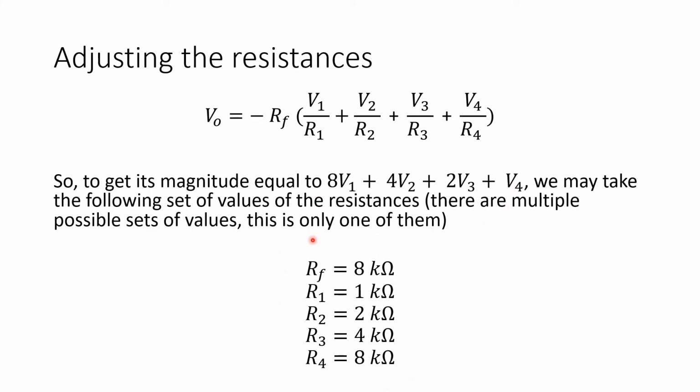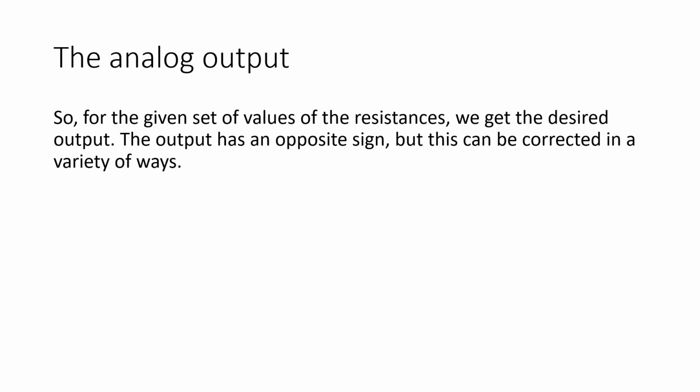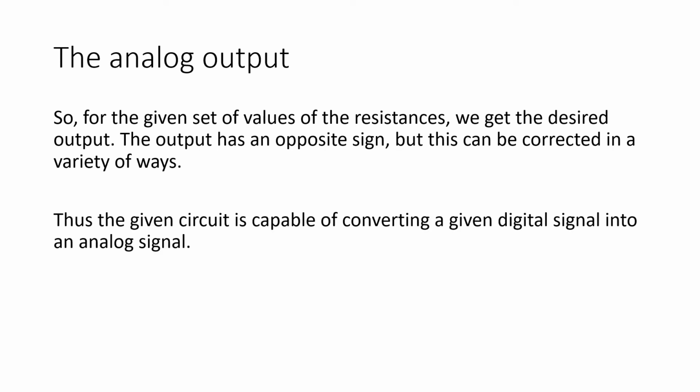And note that there are multiple possible sets of values. This is just one example. So for the given set of values of the resistances, we get the desired output. The output has an opposite sign, but this can be corrected in a variety of ways. Thus, the given circuit is capable of converting a given digital signal into an analog signal.